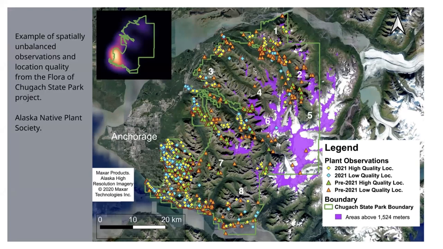But you can see the observations are all concentrated in certain areas, especially in the southwest part of the park. The heat map in the upper left corner shows that bright yellow color where most of the observations are, and that's where there are, I think, six different trailheads. So trying to use that data to extrapolate to other parts of the park is challenging. And so it's important to get spatially balanced data.